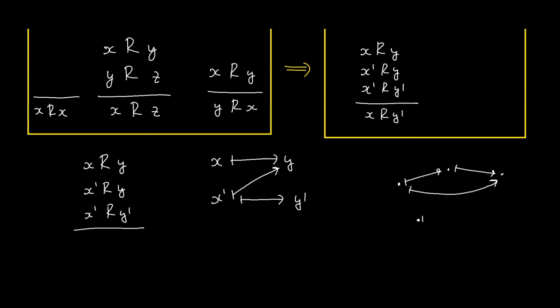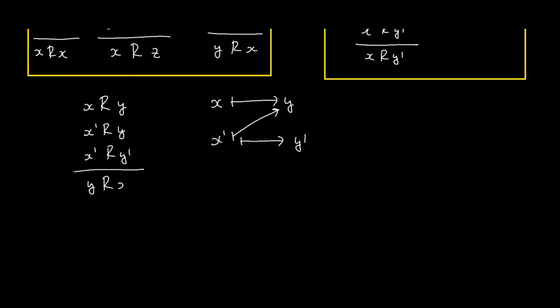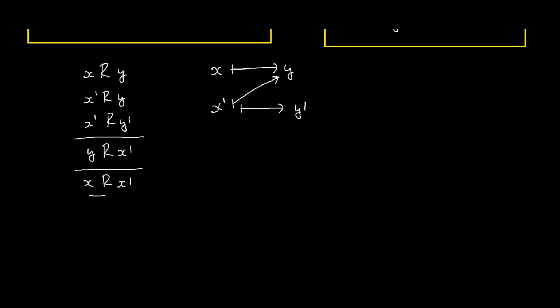So what am I trying to say? Exactly what Carlisle wrote there. We're first going to use symmetry to reverse the middle one. So we'll have y r x prime, and then we use transitivity twice. Once we have this reverse direction, we can combine these two into one, and then those two into one by using transitivity twice. So x r y, y r x prime, that together gives x r x prime, and now we have x r x prime and x prime r y prime, so that together gives x r y prime.